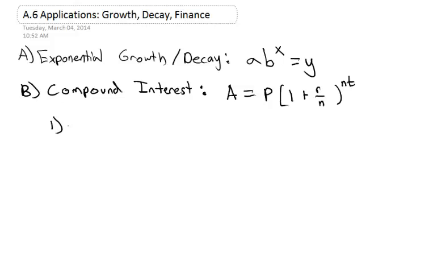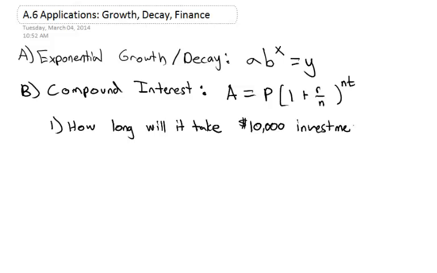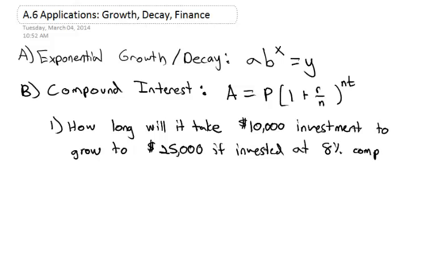So we could now start to look at questions such as how long will it take a $10,000 investment to grow to $25,000 if it is invested at 8% compounded weekly.